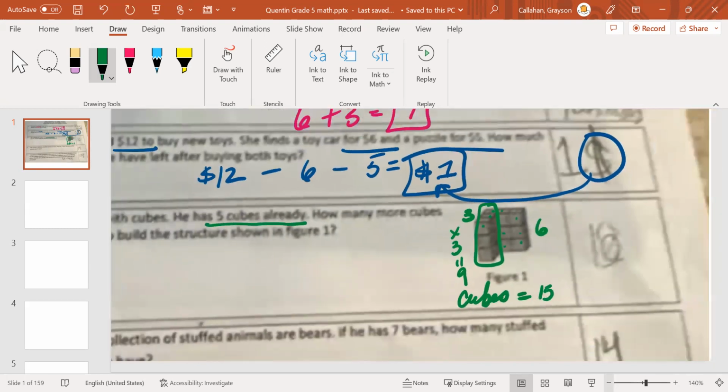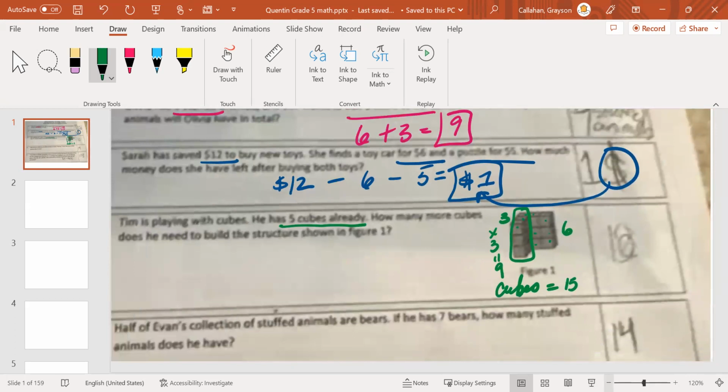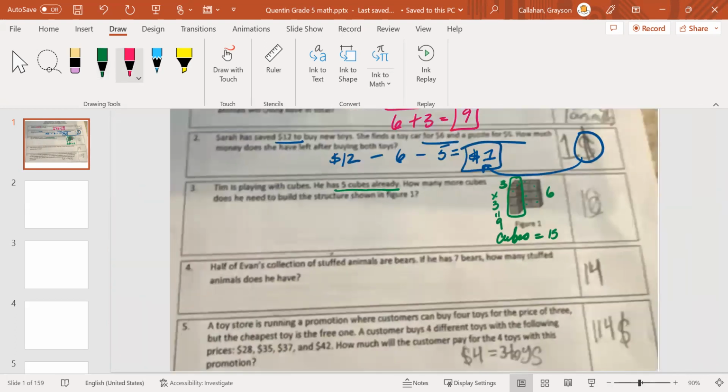Okay. And so he has 5 already. So how many more does he need? So what do you do with the 2? Yeah. So you just take 15 minus 5. 10 what? Yeah. I want you to go ahead and take a look at number 4 on your own. Read question number 4.